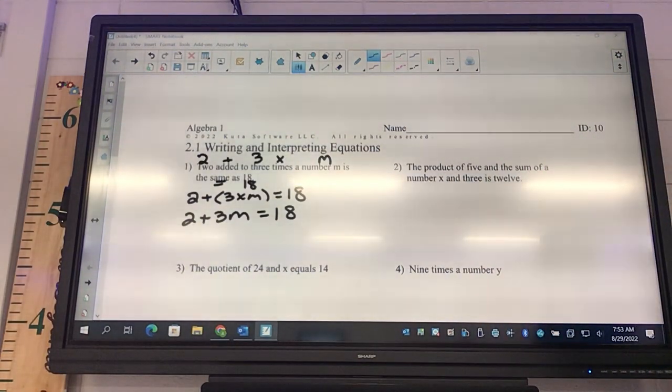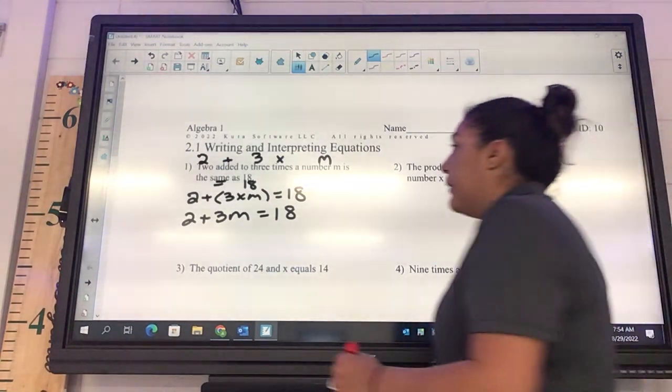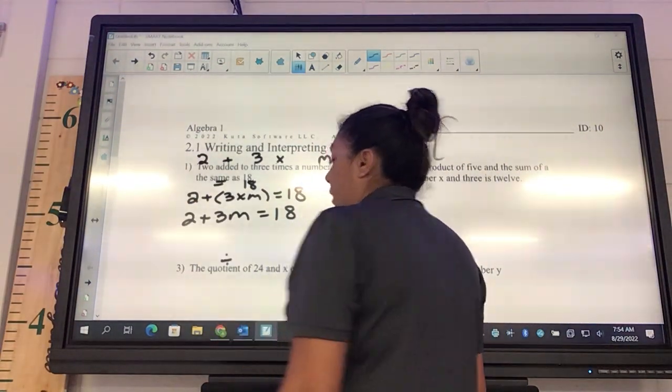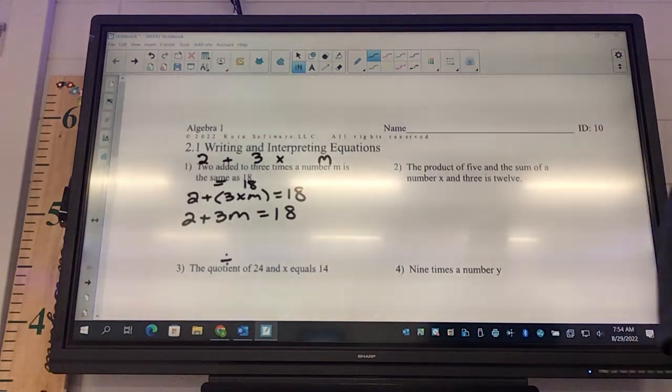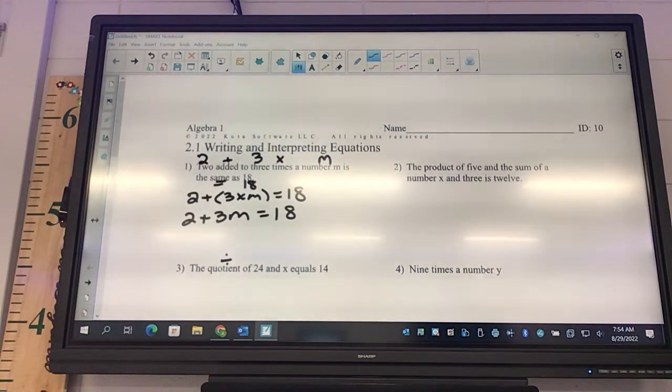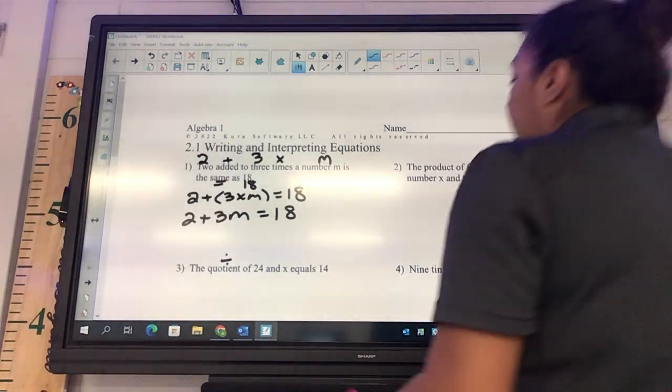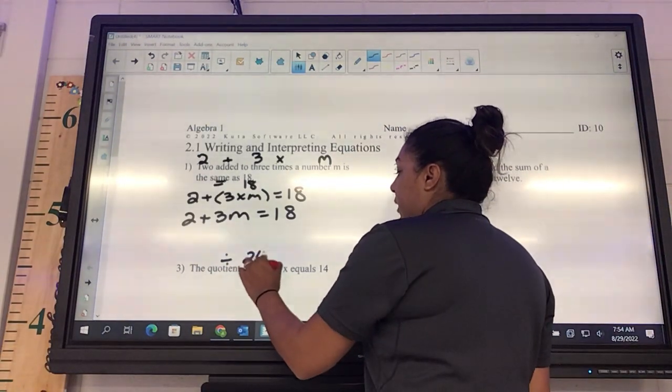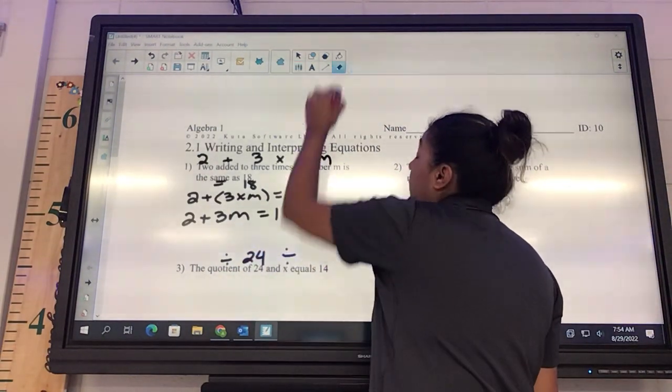The quotient of 24, what's quotient mean? Divide. What does product mean? Yeah, that was one of the questions on the quiz, and I don't know how many of you guys put addition. Okay, product means multiplication. 24 and x. So we now got 24 and an x.